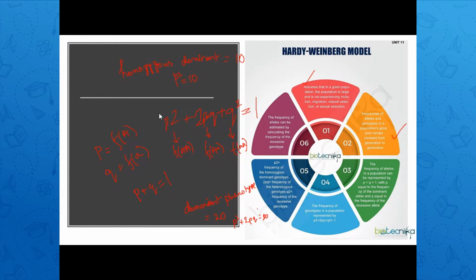If they tell you that the frequency of the dominant allele is equal to 4, that means they are saying p equals 4. Don't write p square equals 4. They have clearly mentioned it is the allele, so it is p equals 4. These are the things that you have to keep in mind.